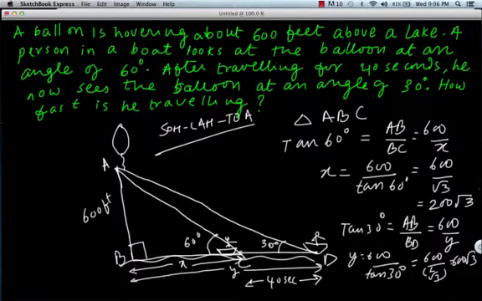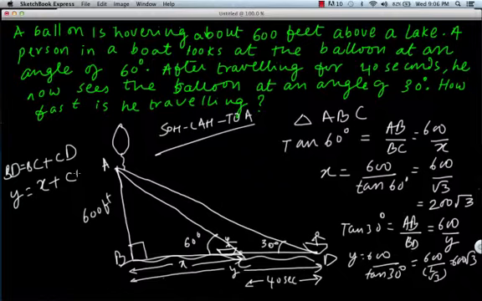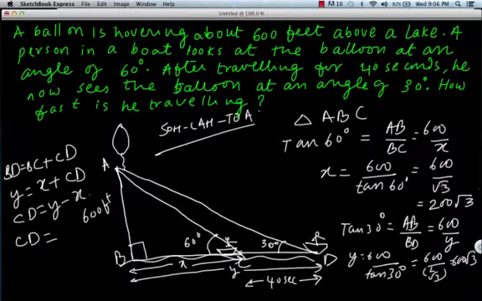What we need to calculate is CD. We know that BD is equal to BC plus CD. So that is BD, which is y, equal to BC, which is x, plus CD. So CD is y minus x. And we know from here y is 600 root 3, x is 200 root 3. So this is 400 root 3. So basically the person in the boat traveled a distance of 400 root 3 in 40 seconds.